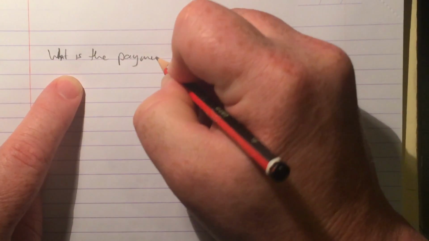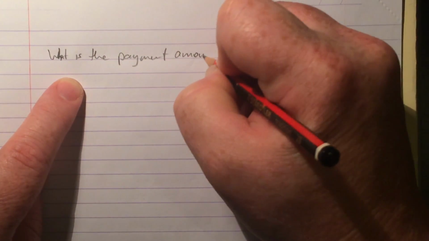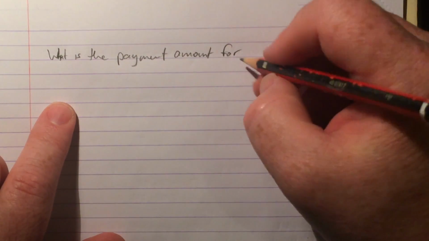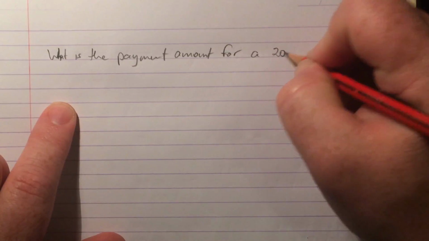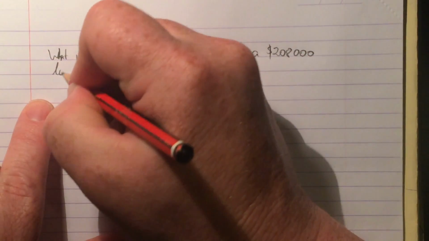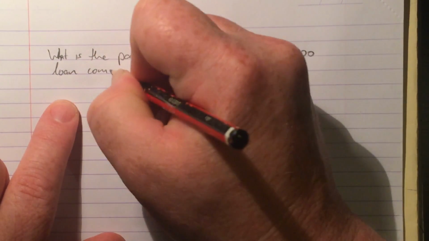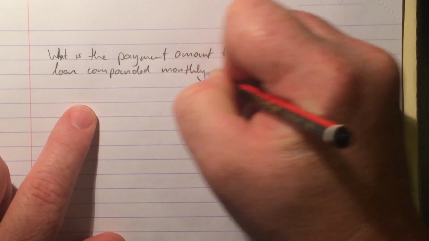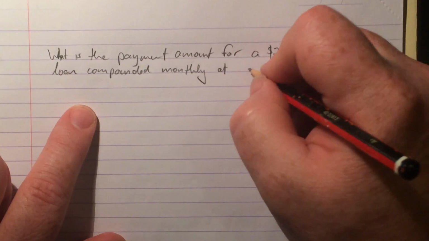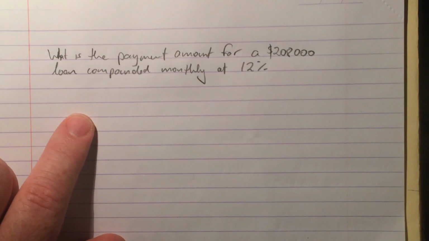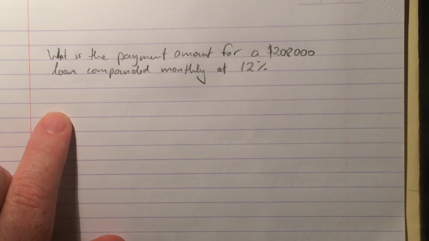What is the payment amount for a $208,000 loan compounded monthly at 12%? Okay, so we're going to follow our steps.